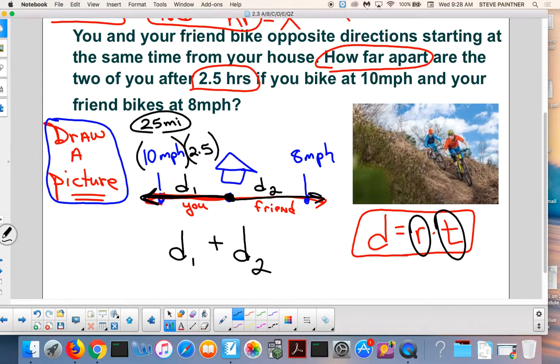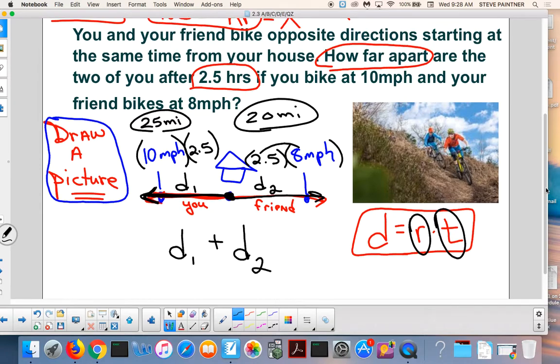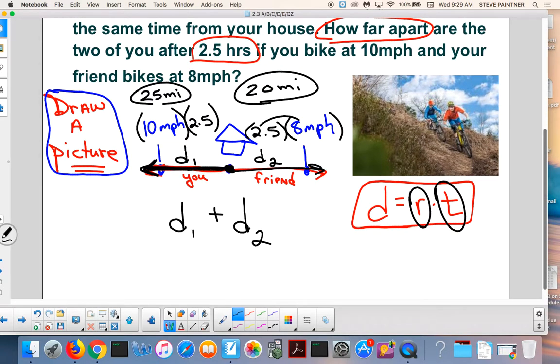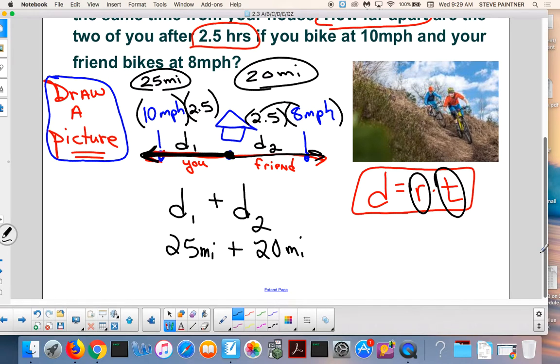Your friend traveled at what speed? 8 miles per hour. How long? 2.5. That's what, guys? 20. So basically distance 1 is what? D1 is how far? 25 miles. D2 is what? 20 miles. So the two of you are how far apart? 45. You're 45 apart.